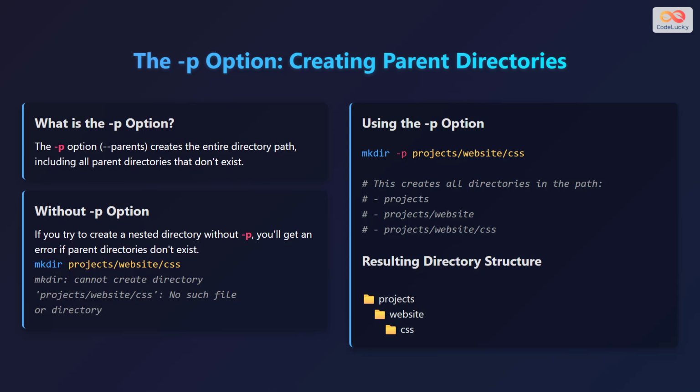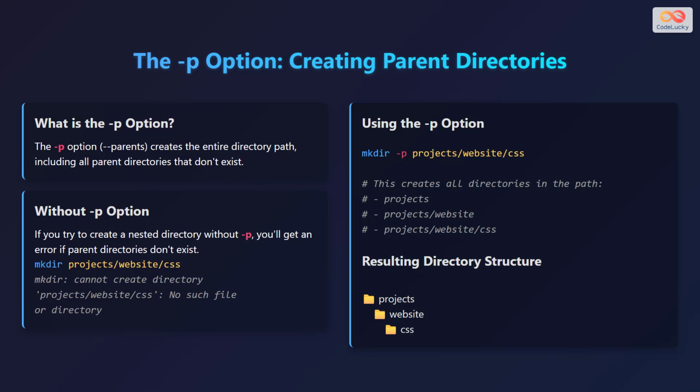Now let's explore the -p option, which stands for parents. The -p option is incredibly useful when you need to create an entire directory path, including parent directories that do not yet exist. Without the -p option, if you try to create a nested directory structure and a parent directory is missing, you will encounter an error.